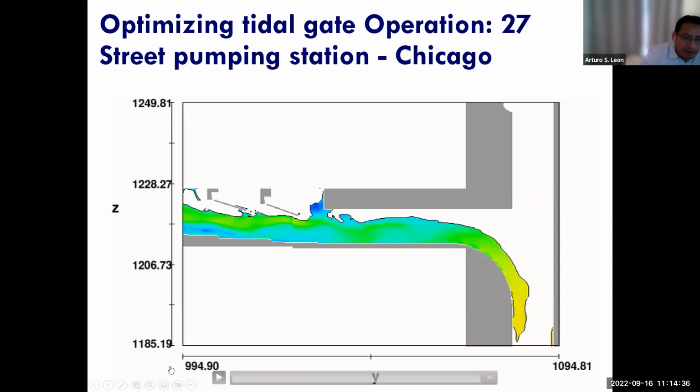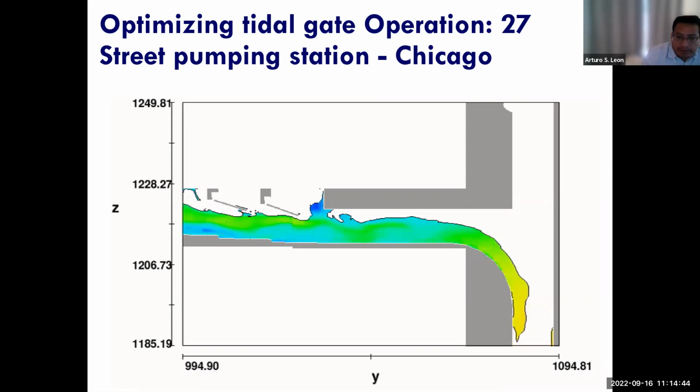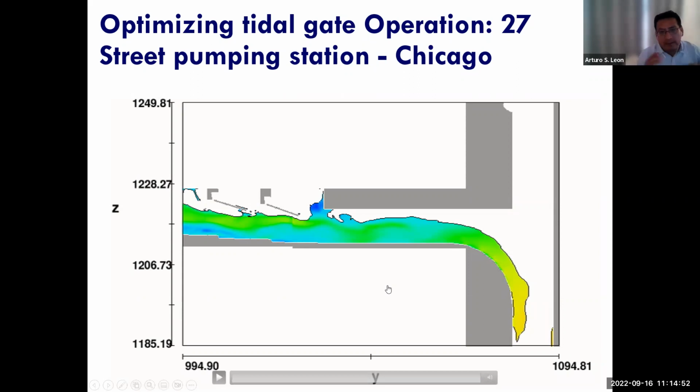And then we recommended changing those gates to make them lighter. And then with that, the problem was fixed. This is in the access to the main shaft. So maximizing the operation of the combined sewer overflow involves many steps.